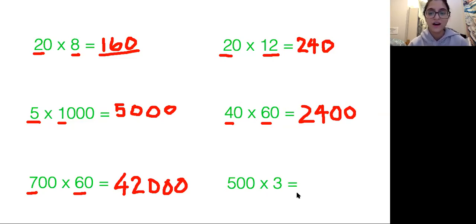Okay, 500 times 3. Again, ignore the zeros. 5 times 3 is 15. And how many zeros do you see? You see 2 zeros. And so 500 times 3 is 1,500. And similarly, 5 times 300 would be 1,500.